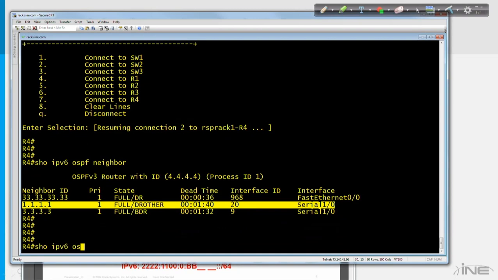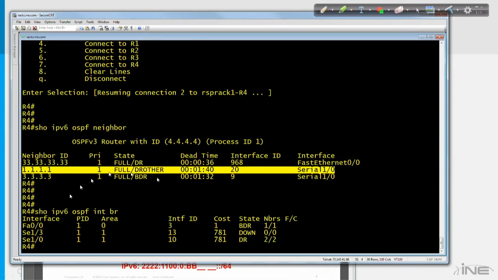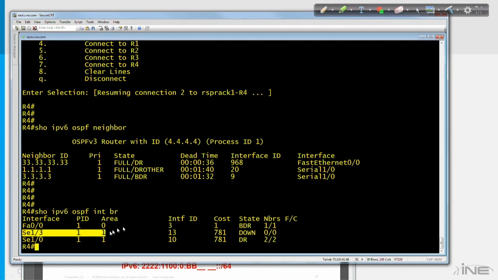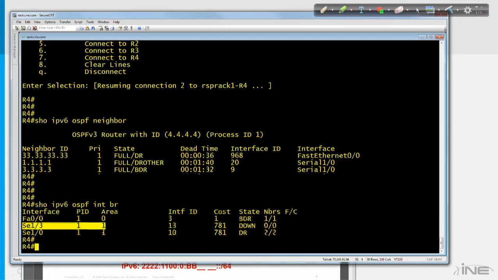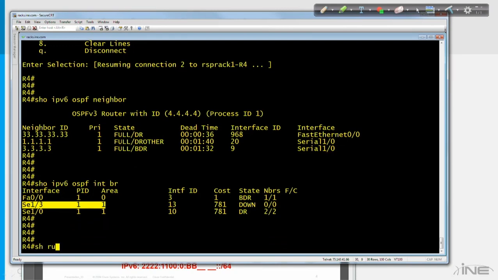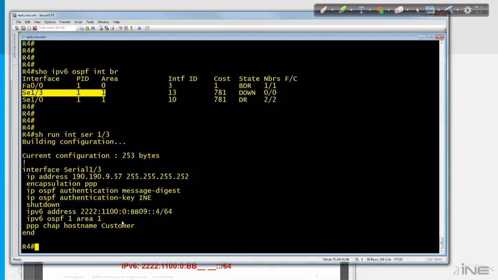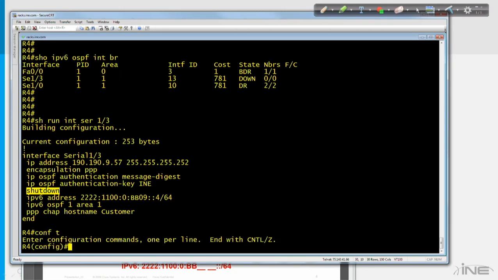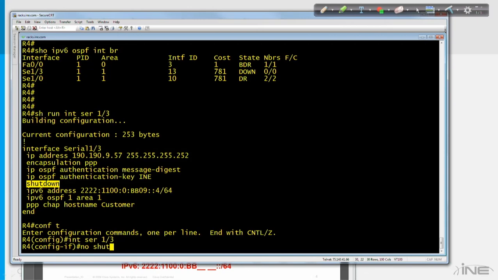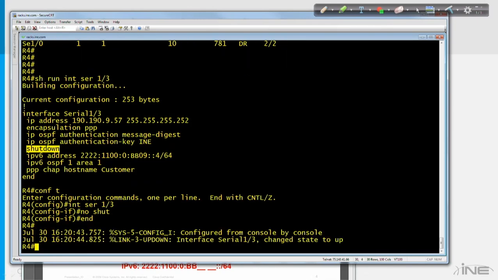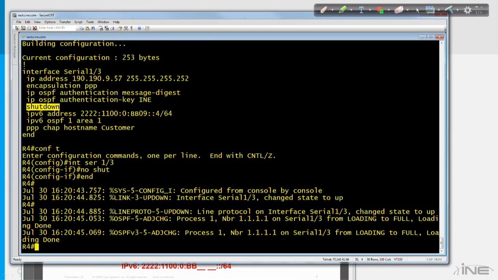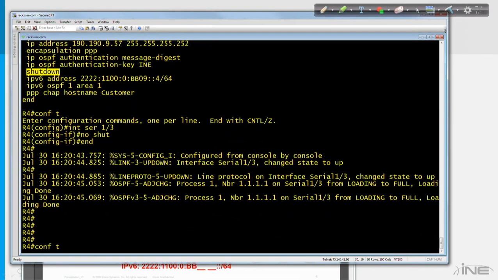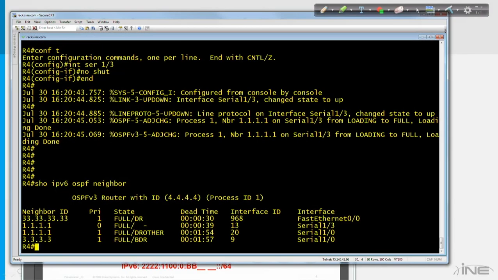Show IPv6 OSPF interface brief. Okay, OSPF is configured to run on that interface. It's in area 1. Okay, so once again, let's check the interface from the running config, see if there's anything in there that would prevent that from happening. Aha, the old shutdown command. And there we go. The OSPF process comes up. And now I should have all of the neighbors I needed to see, and I do.